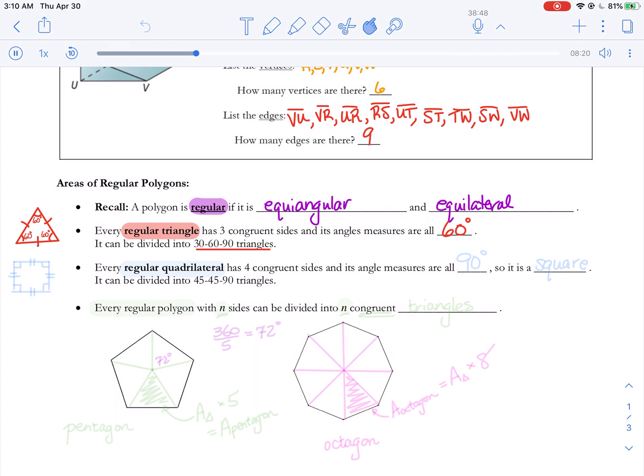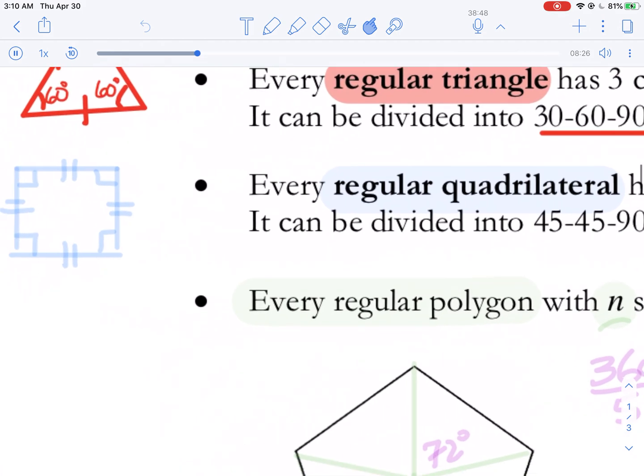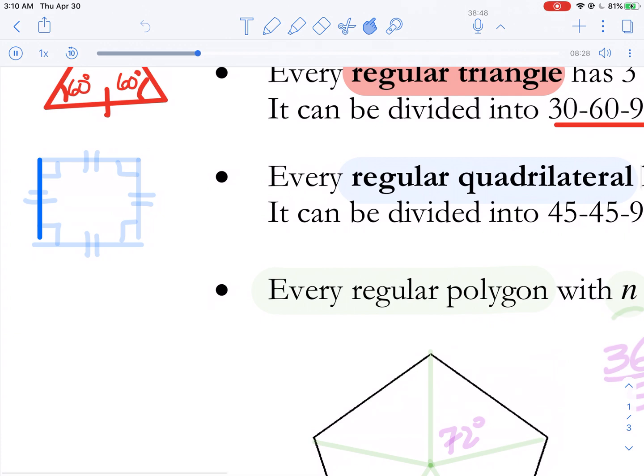Okay, so here's a regular quadrilateral. If it's equilateral and equiangular, what kind of shape is it? A square. Every regular quadrilateral is a square. My square is not very good. You'll have to do. Okay, so if it is a regular quadrilateral, it must be a square.